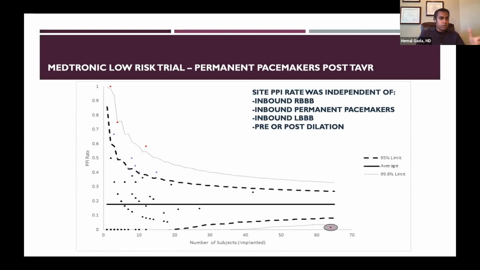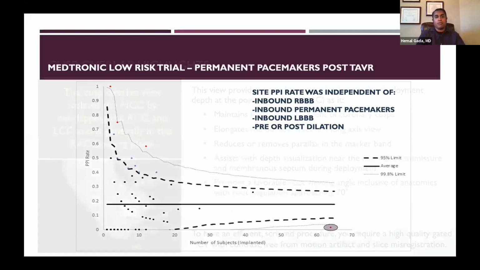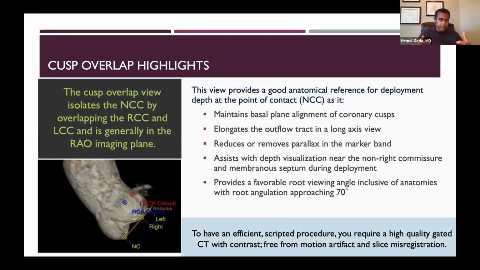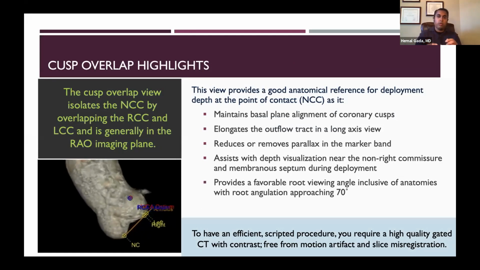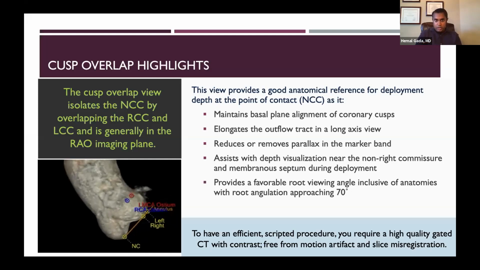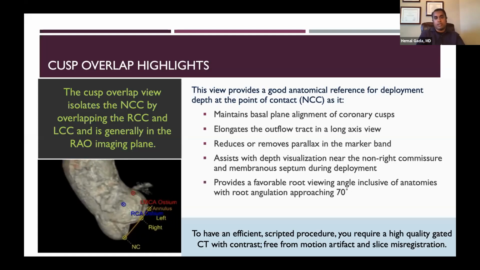And that's independent of a whole host of different things: inbound right bundles, inbound permanent pacemakers, inbound left bundles, pre or post dilation. If you look at all the bubble plots, they're basically the same patient. So the point is that implantation technique and the way you actually do these procedures probably matters. This is just an overview of what Medtronic is kind of rolling out as a commercial standard now, which is cusp overlap. It really is a view that is supposed to highlight the conduction system for you, so you implant the valve in a more reasonable, reflective way as it relates to the conduction system.